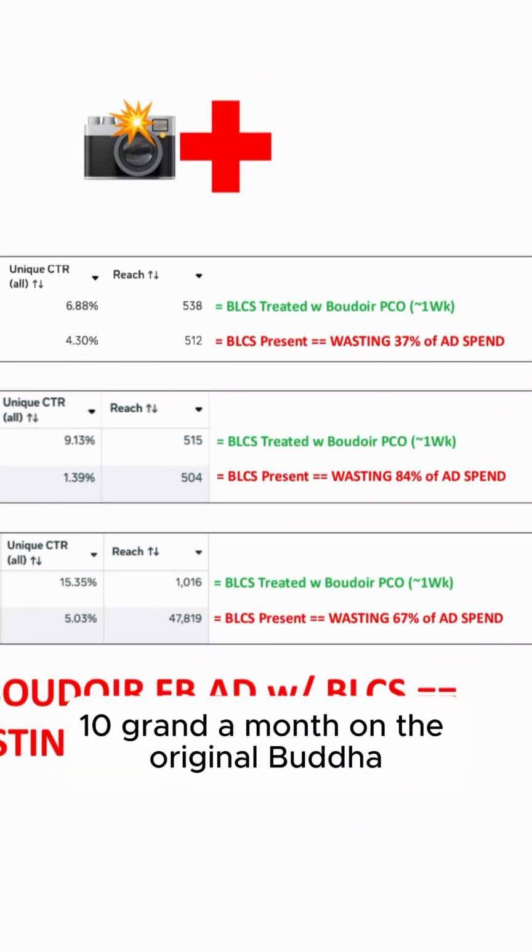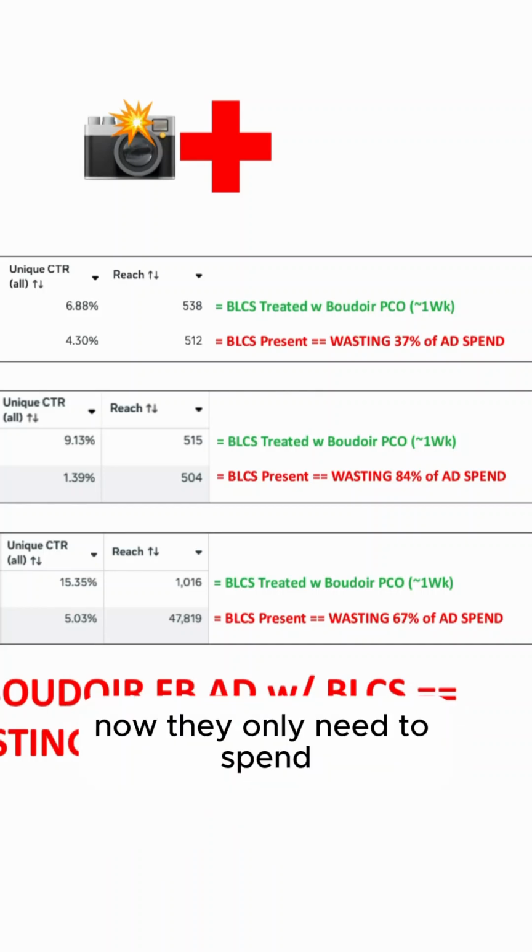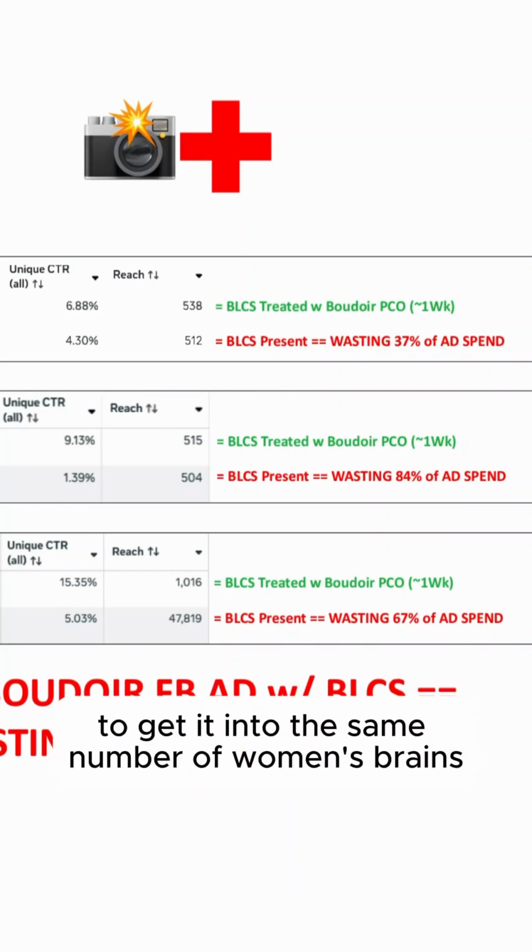So they're spending 10 grand a month on the original Boudoir Facebook ad. Now they only need to spend 1.6 grand a month on the Boudoir Pico treated ad to get it into the same number of women's brains.